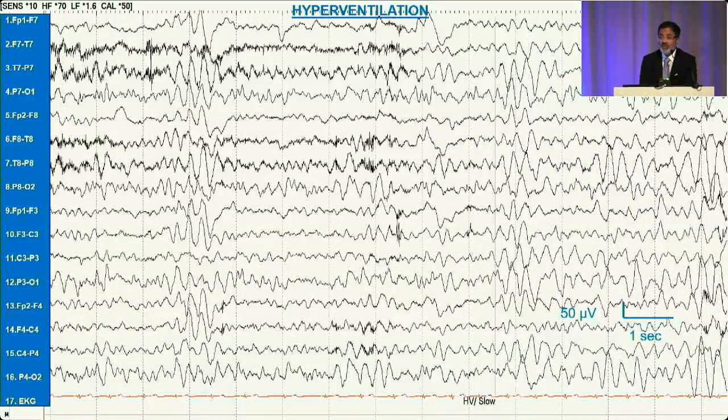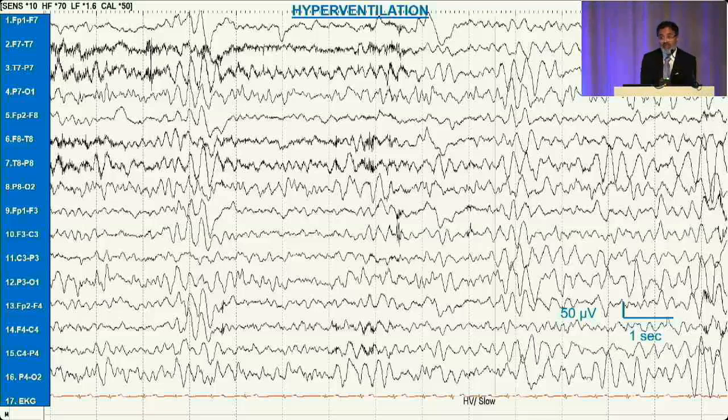Slowing is a common feature that we see in hyperventilation in the normal patient. Slowing can last up to 2 minutes after hyperventilation ends. Sometimes abnormal slow or focal slow can be accentuated by hyperventilation.